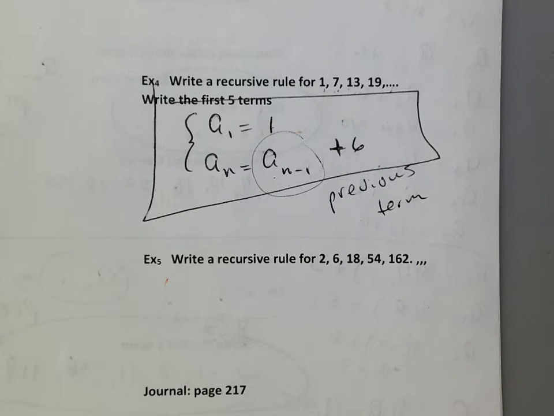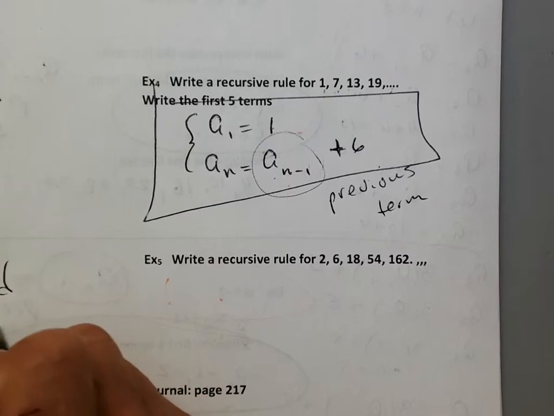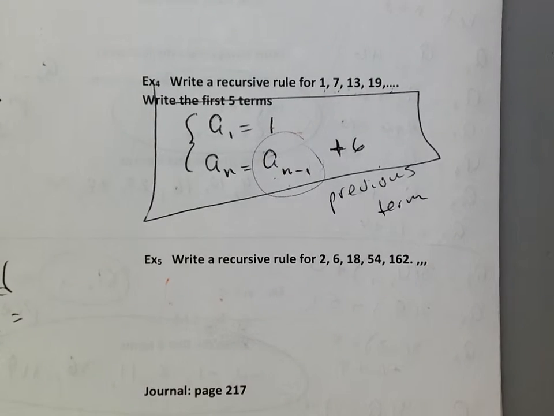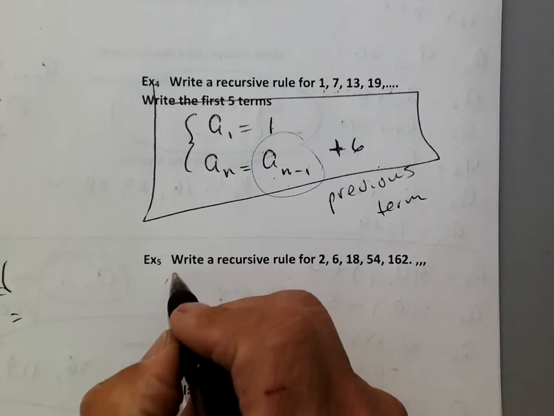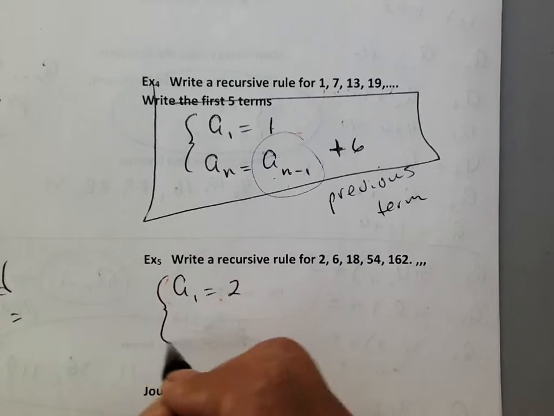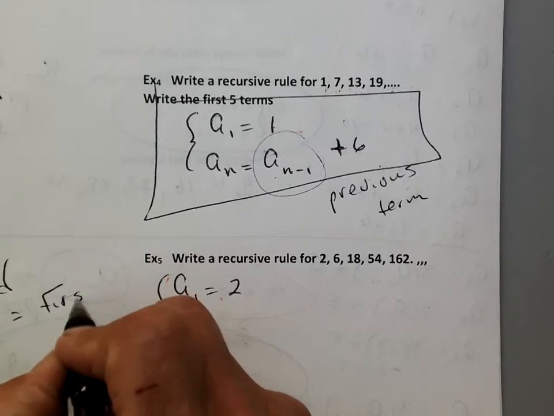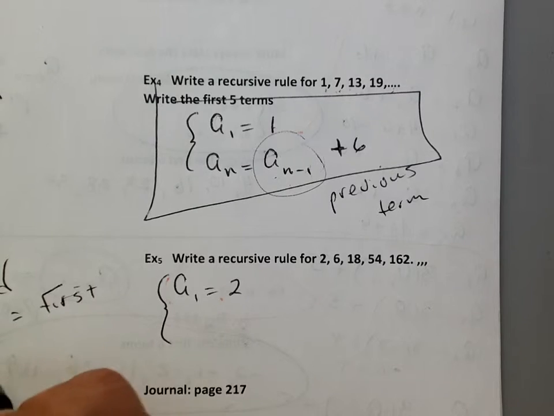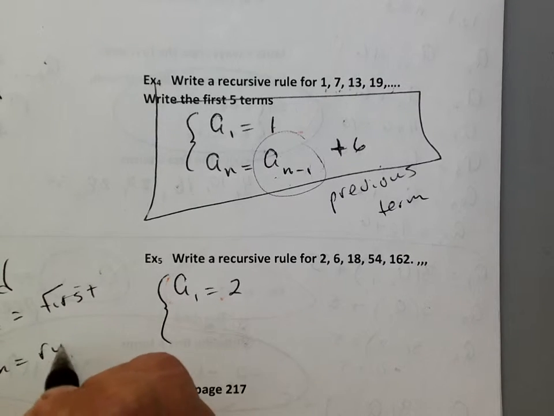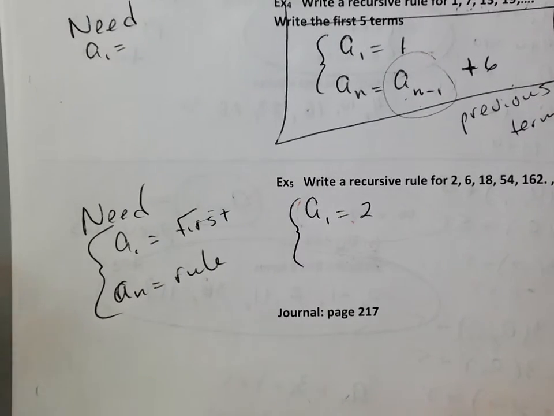All right, example 5. To start off with, you need A1. You got to have A1. So what's A1? 2. So we're going to go, okay, A1 equals 2. All right, now you've got 2 parts. You need the first term, and the second part we need a rule. We need A of n equals some rule, okay? So to make these formulas, write that down, please. To make a formula, you need to write the first term. Boom. And then you need a rule.